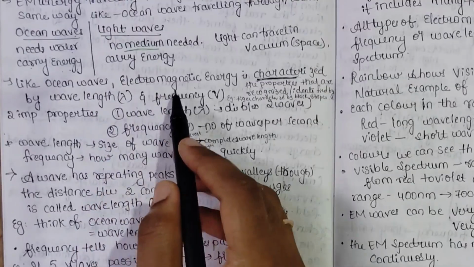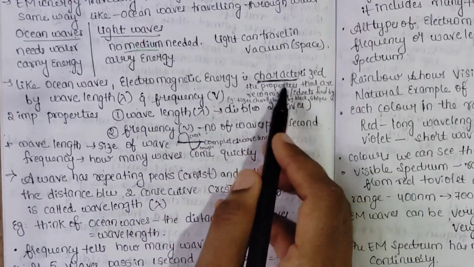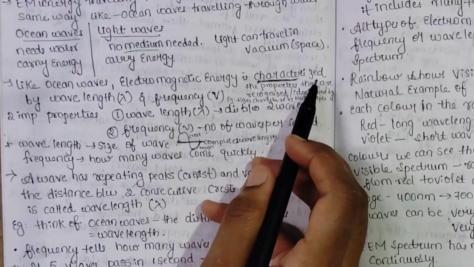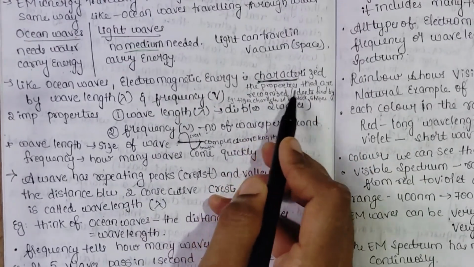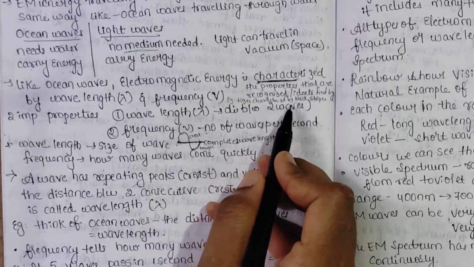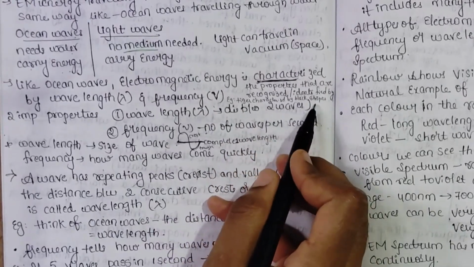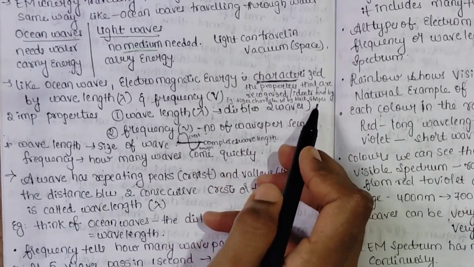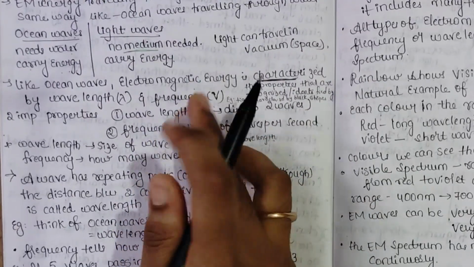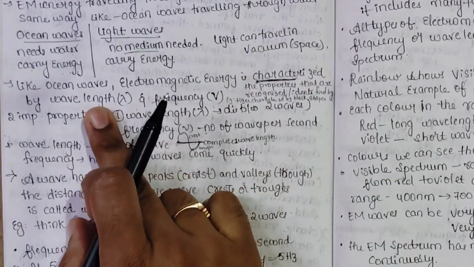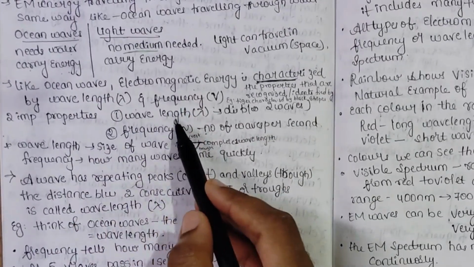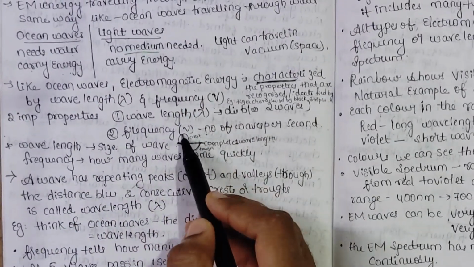Like ocean waves, electromagnetic energy is also characterized by the wavelength and the frequency. What do we mean by characterized? It means recognition or identification. Suppose you take the tiger, it is characterized by the black stripes. The tiger will have black stripes, no? That is the characterization. In the same way, electromagnetic energy is characterized by the wavelength and the frequency. Okay, two important properties are the wavelength and the frequency.